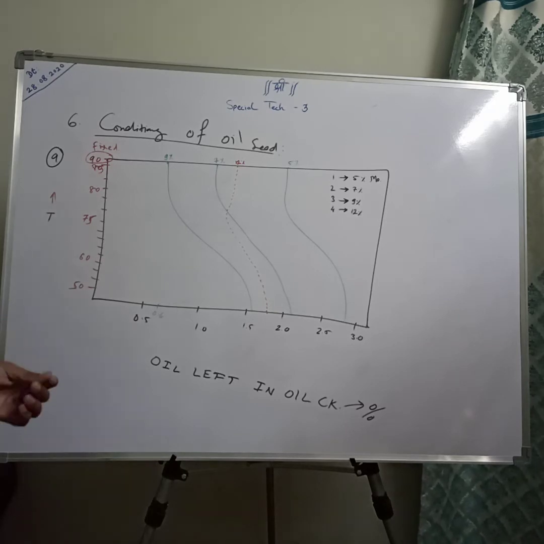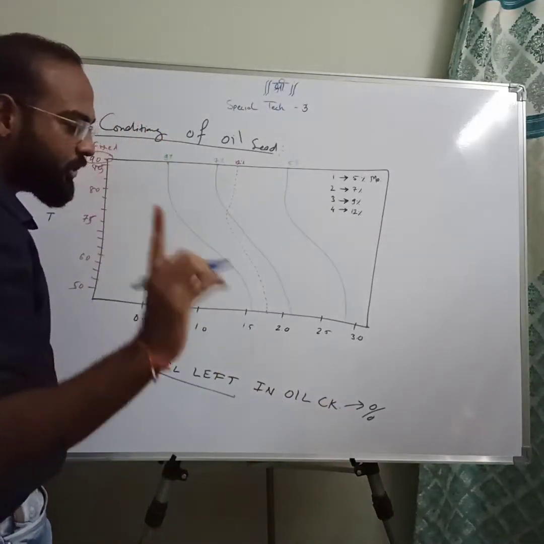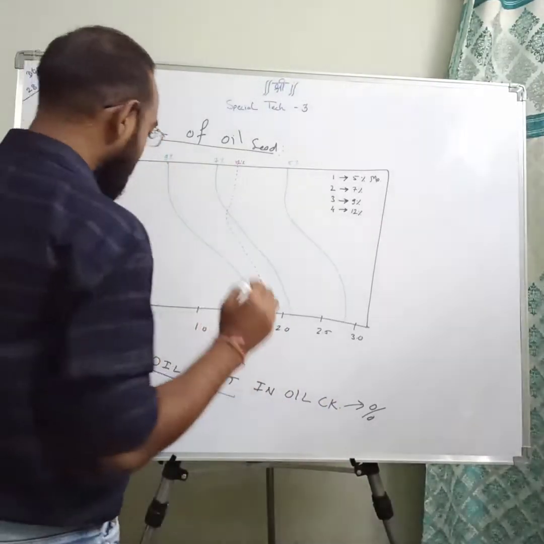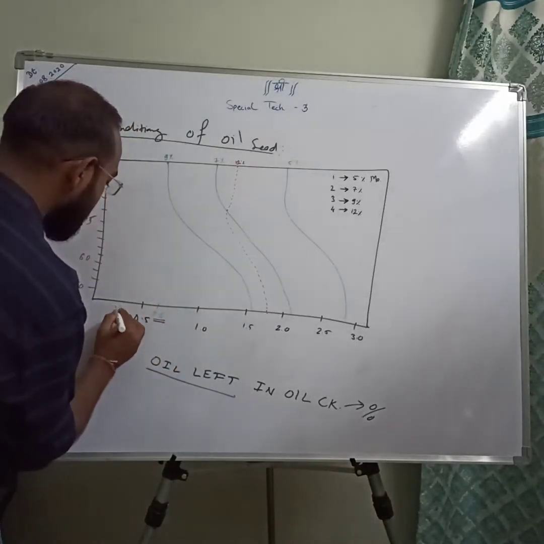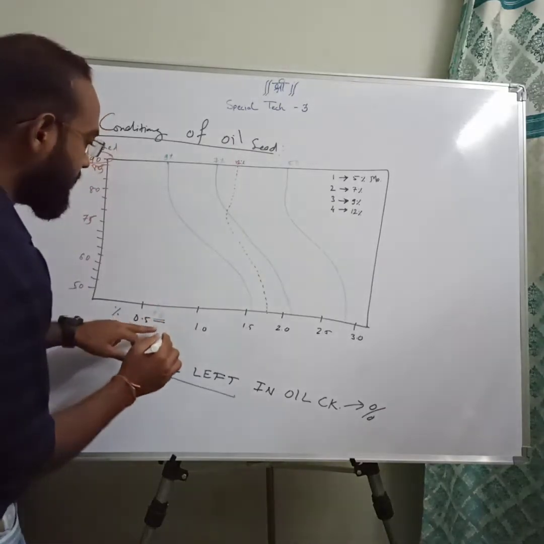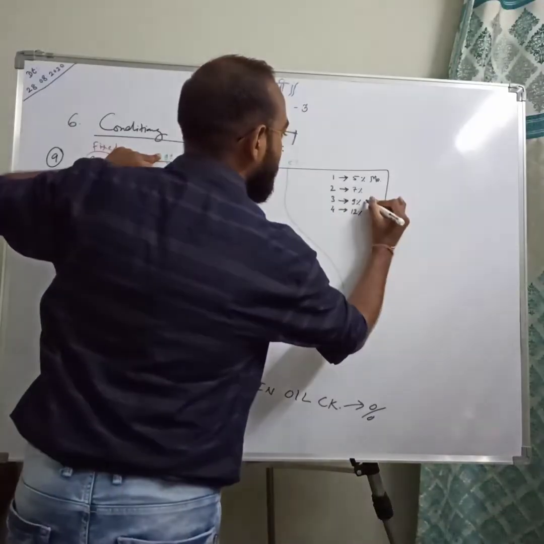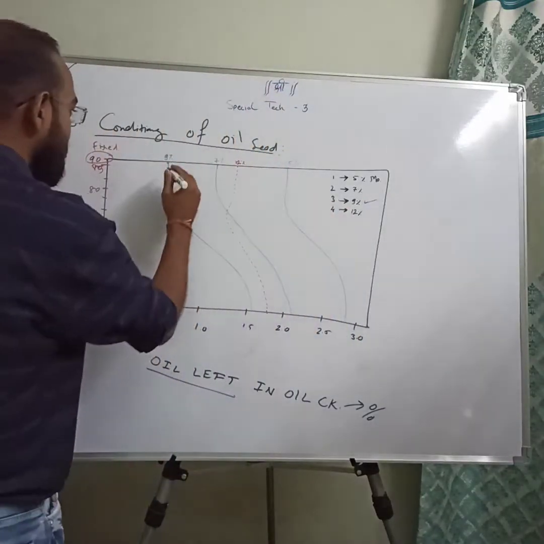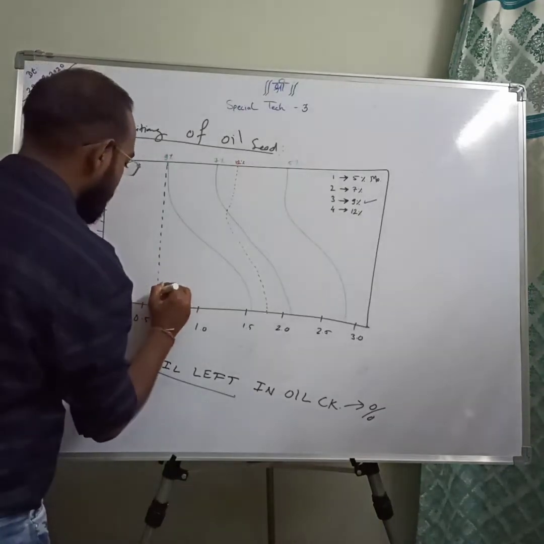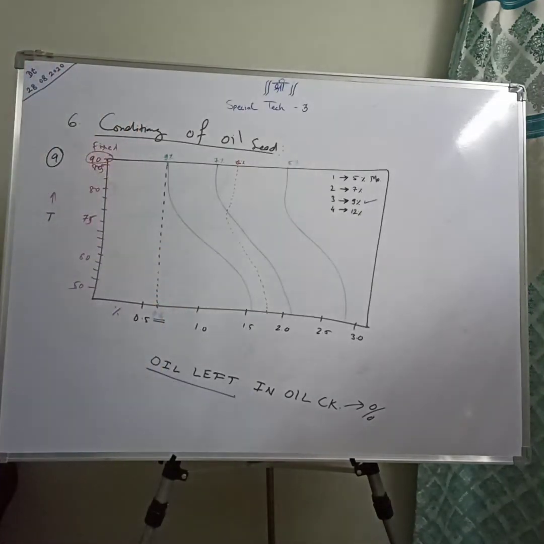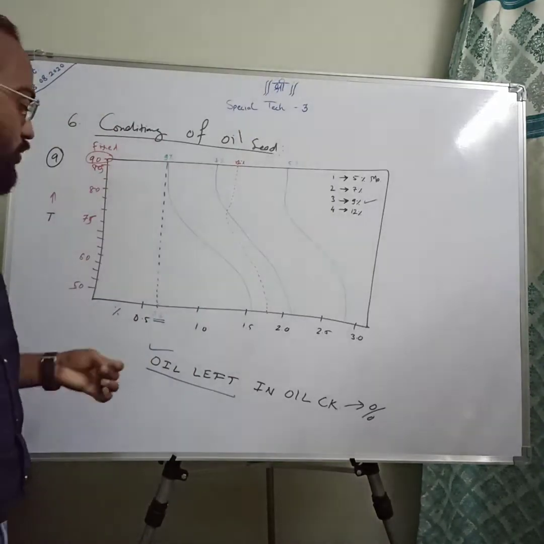Okay. Now from this graph, we can easily understand that the amount of oil left in the oil cake after first passing through mechanical extraction is very less, that is 0.6% only, when the moisture content is 9%. We are interested in it because we want a minimum amount of oil loss in our oil cake.